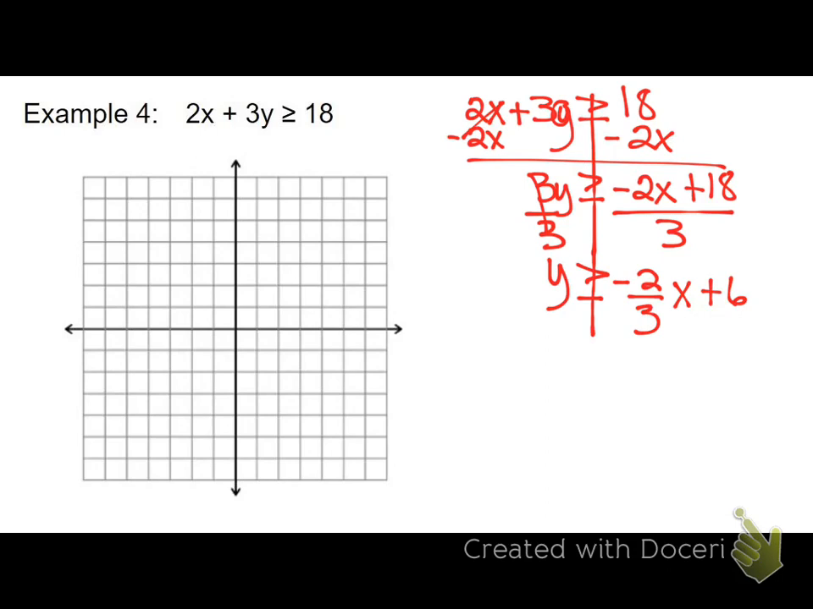I go to my coordinate plane. Start at my y-intercept. Which direction do I go? Up 6 and down 2 over 3. How do you know what way to go? It's positive. So because it's positive, you go up. And then your slope, because it's a negative, you then go down 2 and then to the right 3. Because the bottom number's positive.